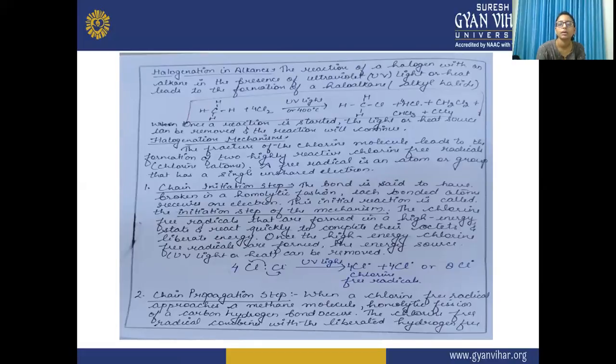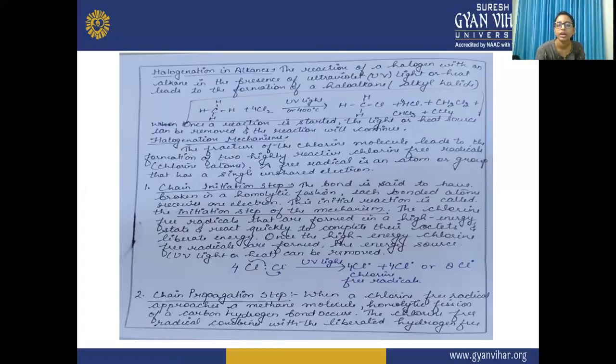So here we have to use ultraviolet light or heat to form a haloalkane. Haloalkanes are also known as alkyl halides, where alkyl comes from the alkane and then the halogen. So here we need light as well as heat for the formation of haloalkane.